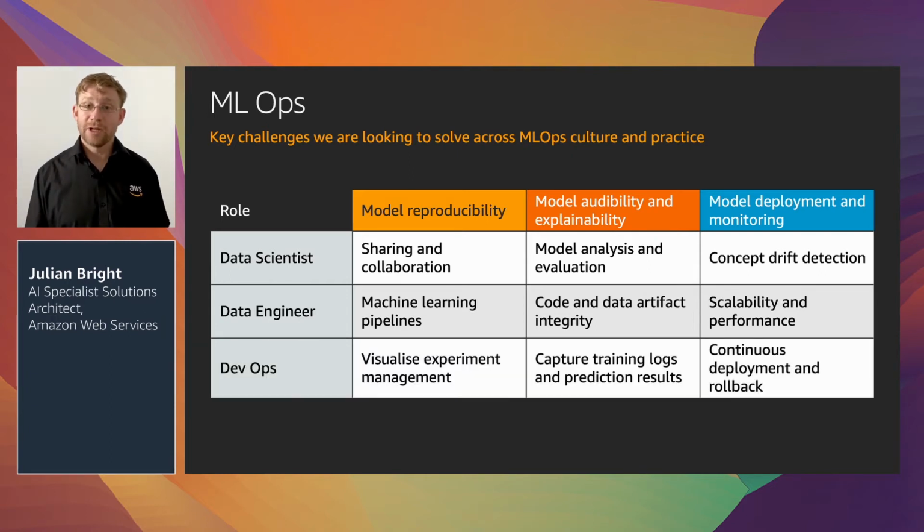From a DevOps standpoint, being able to visualize and see what's happening with these pipelines, being able to understand from an experiment management point of view, are we improving those models? Are we ensuring that we have the right mix of models in play? Being able to capture training logs and prediction logs throughout that process is really key. And then, of course, in terms of that deployment, having that automated, having that continuous, and having the ability to roll back when things are detected to be not as we would expect for the model.